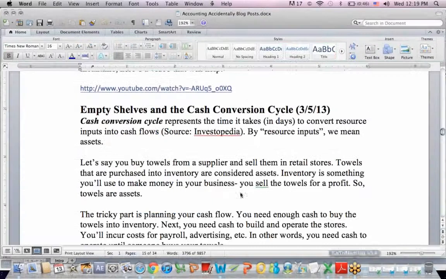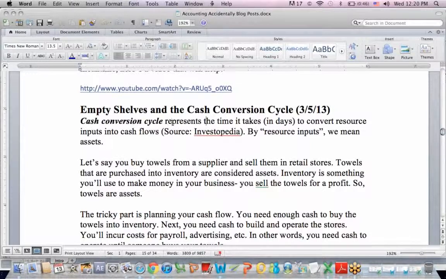This is taken from a blog post that was inspired by an article out of the Wall Street Journal. I posted it back on May 5th. And I start off by defining what the cash conversion cycle is. This is all about cash out the door and getting it back in the door.